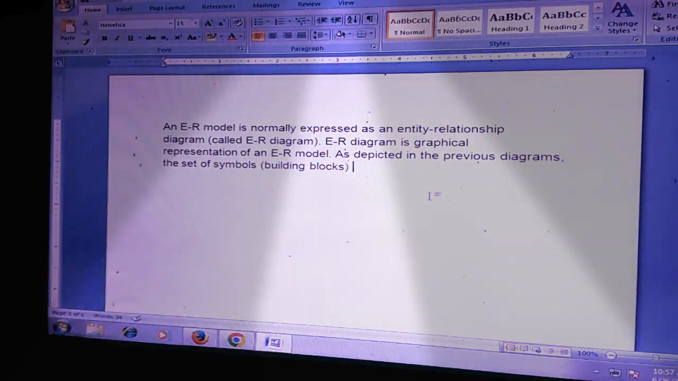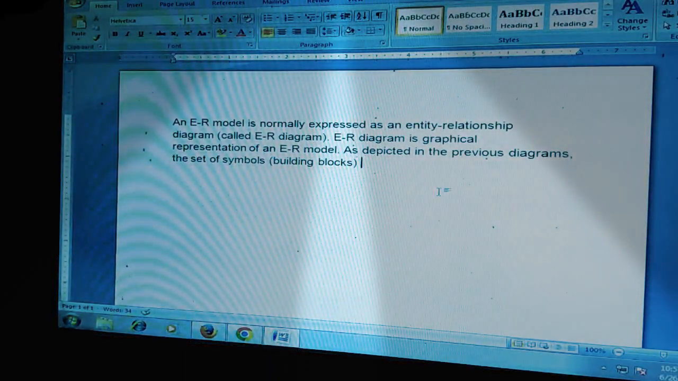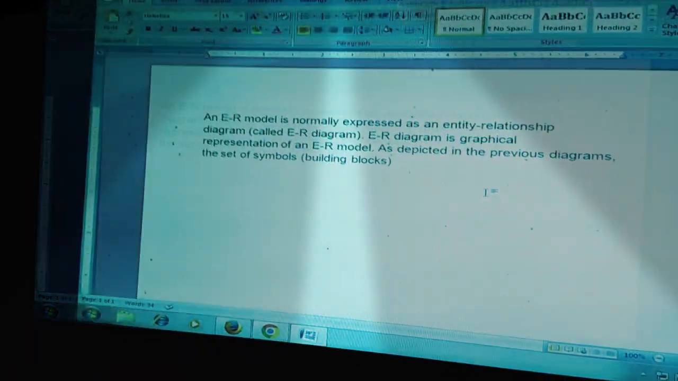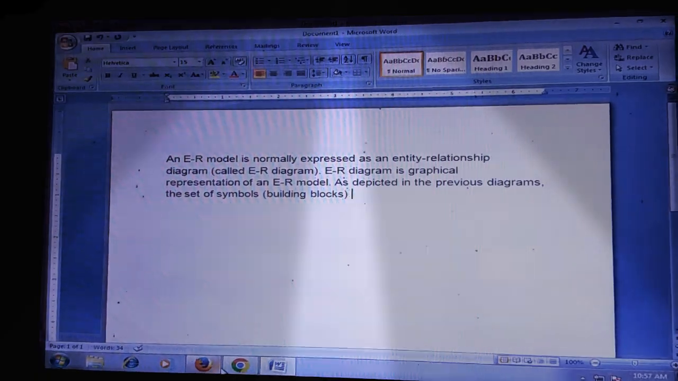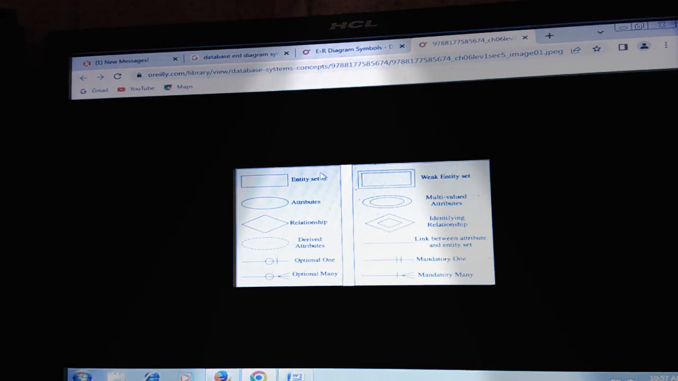It is also used as building blocks. So today we will see the different building blocks. We use many different blocks. For example, first of all is the entity set. A square box is used for an entity set. Many entities are used in only one entity set.